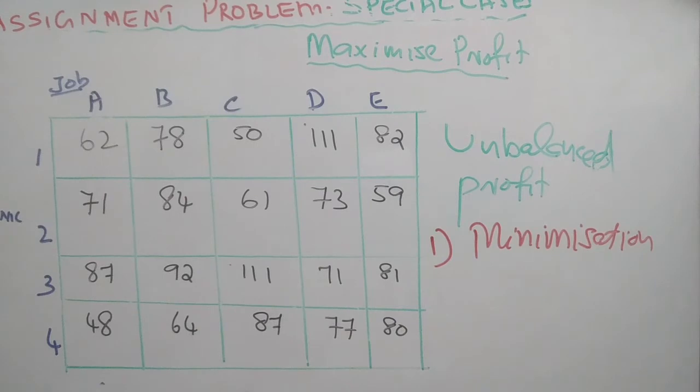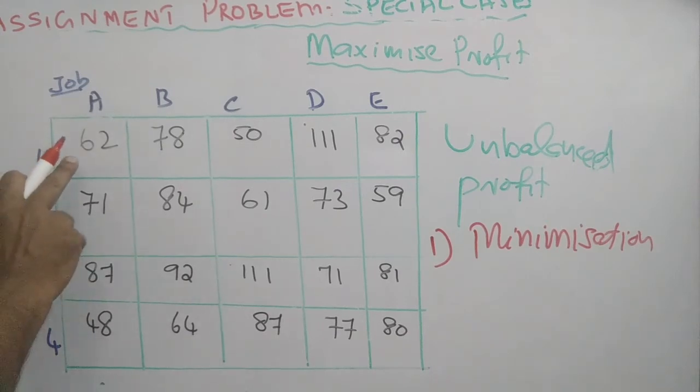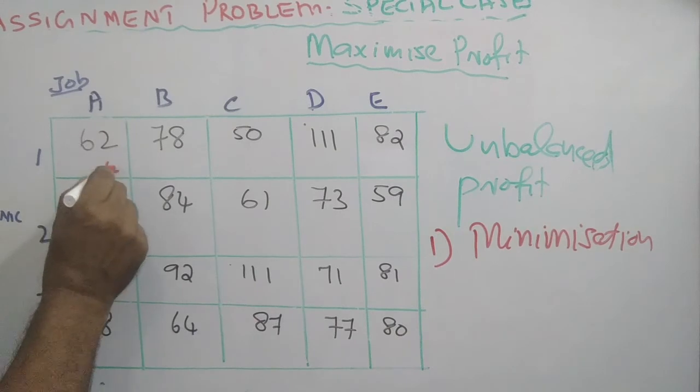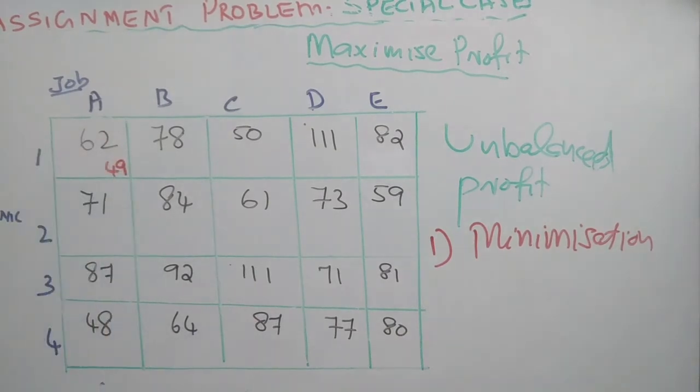How will you change into minimization? Subtract each and every element from 111. 111 minus 62, we get 49. Subtract every element from that.